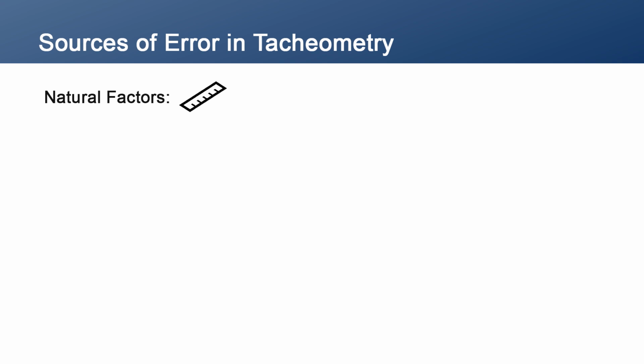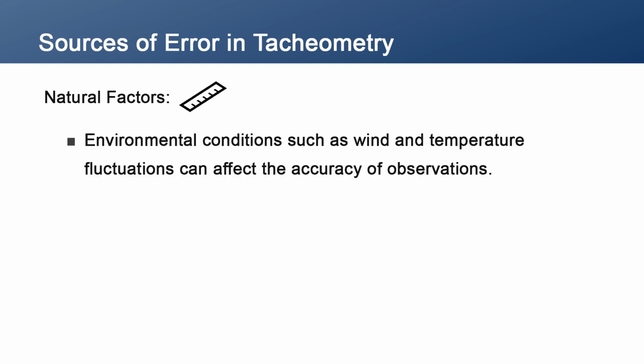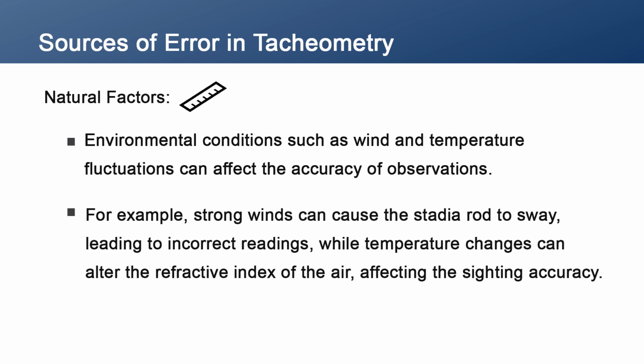And also, natural factors are another source of errors that surveyors must contend with. Environmental conditions such as wind and temperature fluctuation can affect the accuracy of observations. For example, strong winds can cause the stadia rod to sway, leading to incorrect readings, while temperature change can alter the refractive index of the air, affecting the sighting accuracy. These natural factors can be challenging to control, making it essential for surveyors to be aware of and compensate for these potential errors when conducting tachymetric surveys, particularly in outdoor regions.